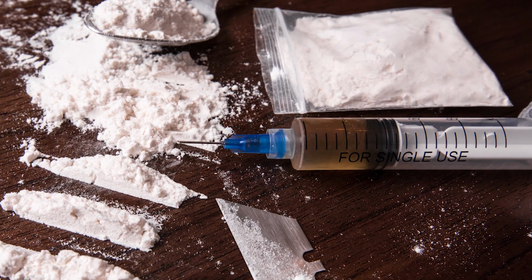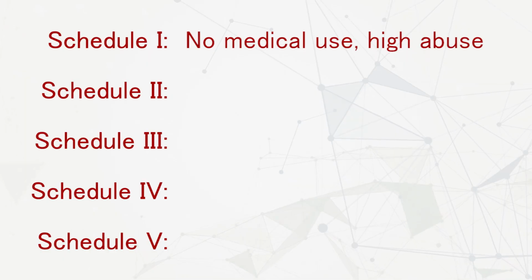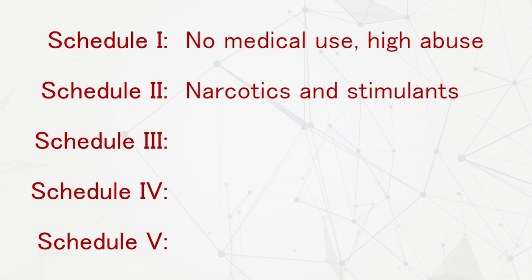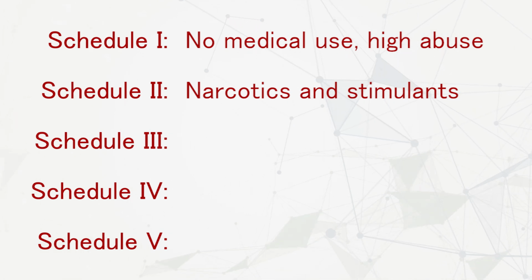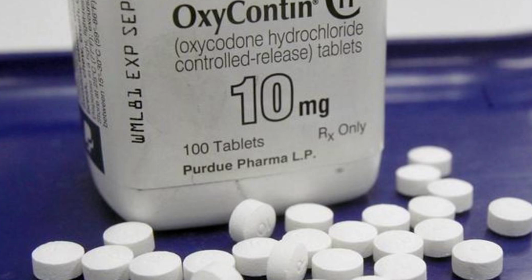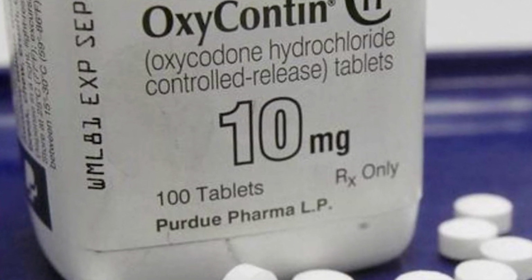Examples include heroin, LSD, and ecstasy. Schedule 2 drugs are narcotics and stimulants that have a high potential for abuse and a high potential for psychological or physical dependence. Examples include OxyContin, Percocet, and morphine.